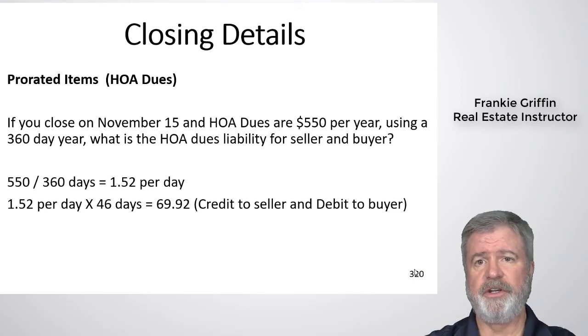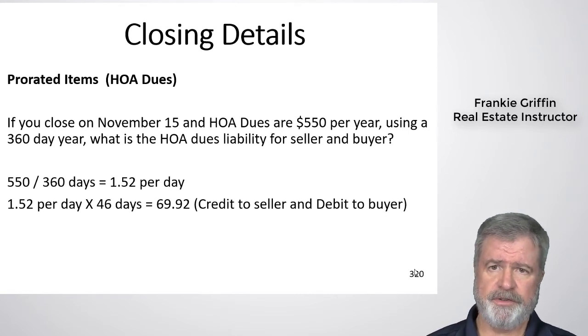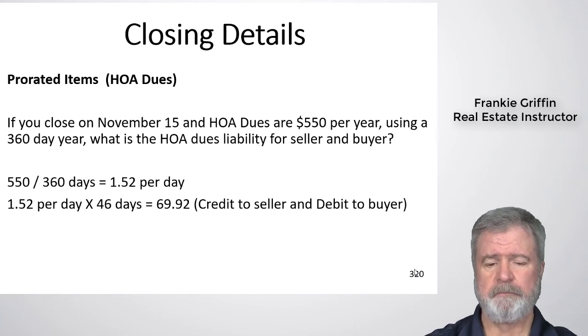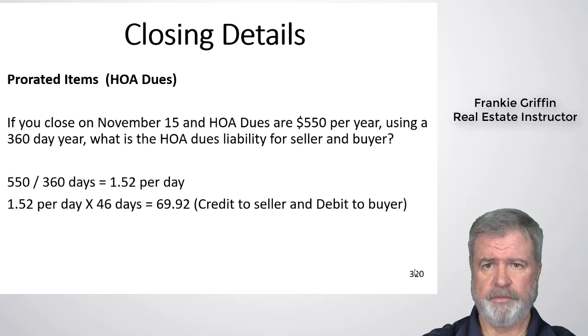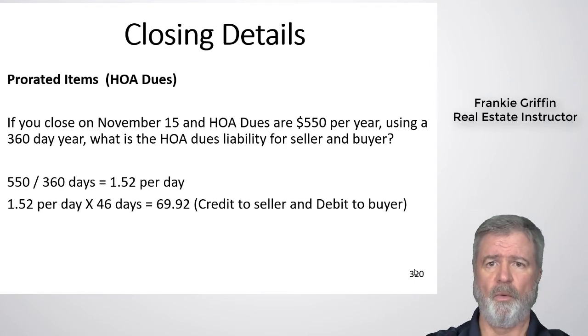Well, we know there's 30 days in December. That's a full month. Now we got to figure out the number of days from November 15th through November 30th. And again, always counting the day of closing, that is 16 days. So 16 days in November, 30 days in December, that's 46 days the buyer is responsible for. So $1.52 per day times the 46 days is $69.92. That's how much the buyer has to reimburse the seller for.